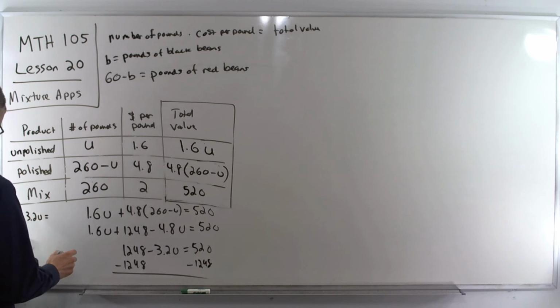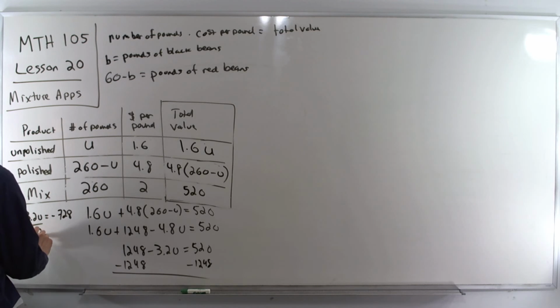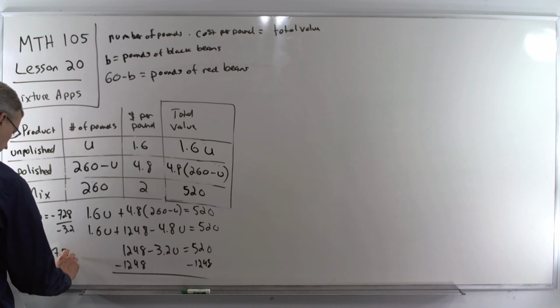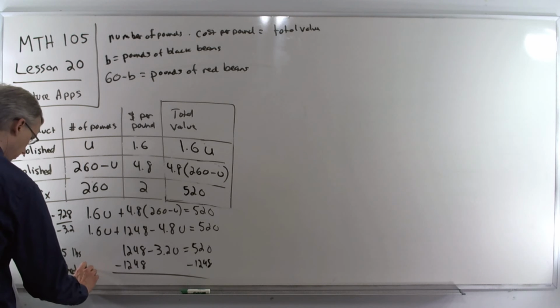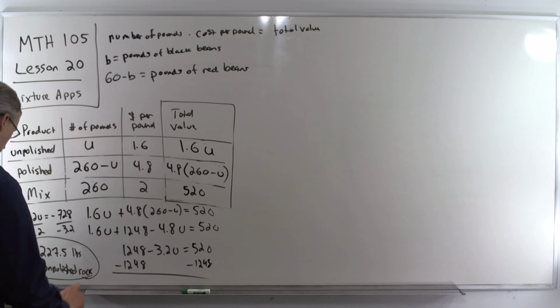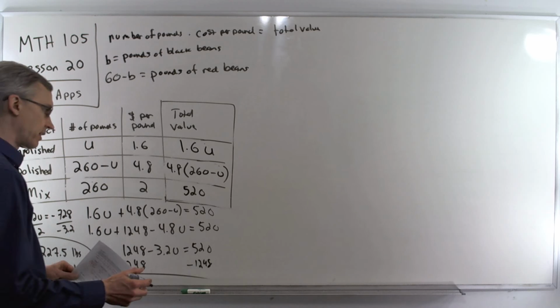So we got negative 3.2U equals negative 728. Divide by negative 3.2 on both sides, we get U equals 227.5. So if we got 227.5 pounds of unpolished rock, we'll take 260, subtract U, and that gives us 32.5 pounds of polished rock.